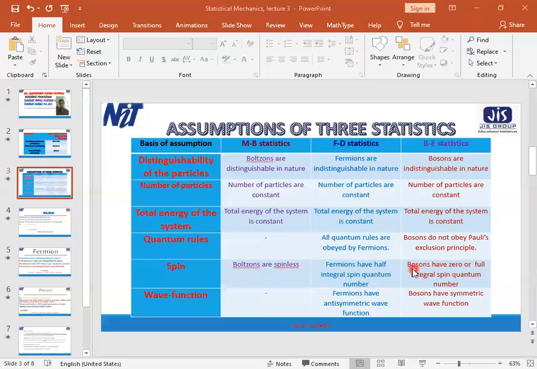Now Bose has assumed that bosons have 0 or full integral spin quantum number. Bosons may have 0 quantum number, or they may have full integral spin quantum number. Full integral spin quantum number means n plus minus h cross. So if n is equal to 0, then plus 1 h cross, minus 1 h cross. Now if n equal to 1, then 1 plus 1, 2 h cross, and 1 minus 1, 0 h cross. That is why bosons may have 0 spin quantum number. So the spin of the bosons may be 0 or full integral spin quantum number. This is the assumption made by Satyendranath Bose.